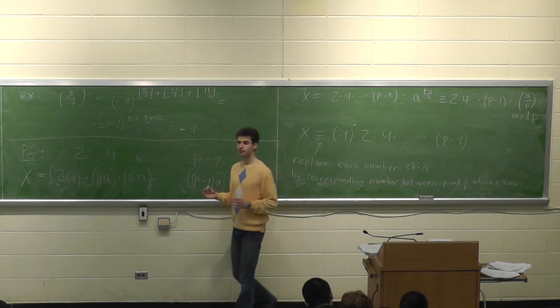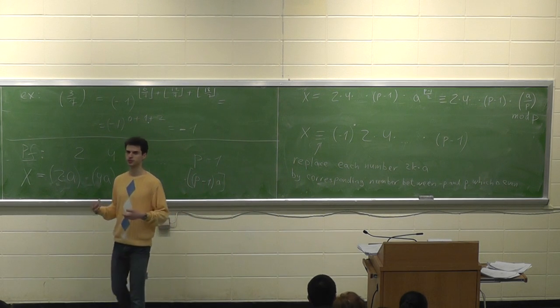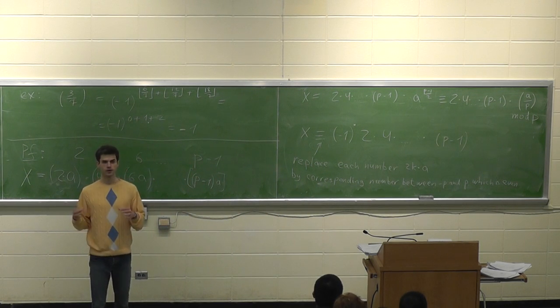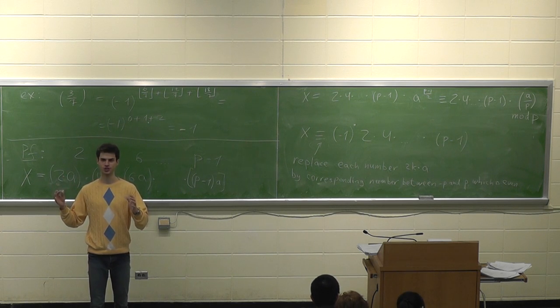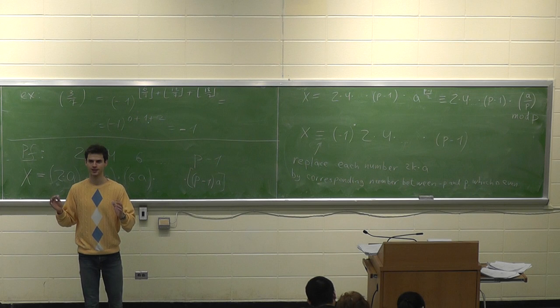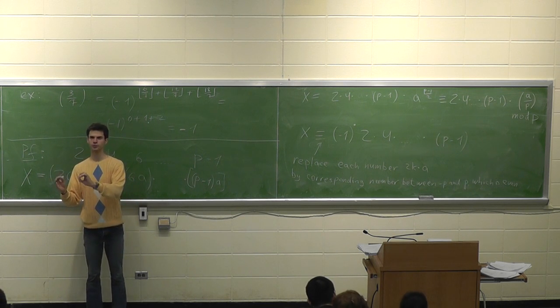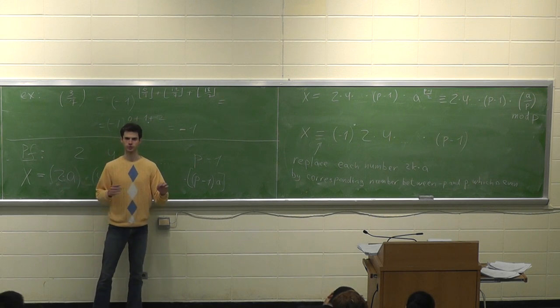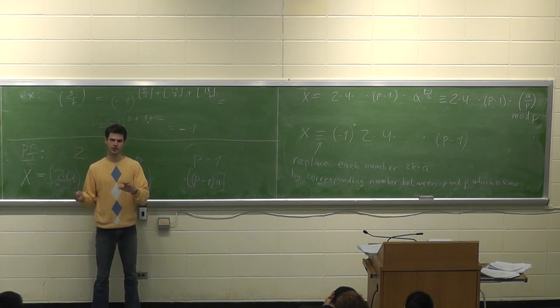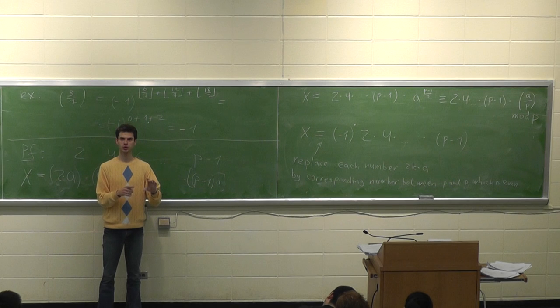Once again, why can I do it? Well, I can always subtract the multiple of p to get a number between 0 and p minus 1. That's just reduction modulo p. If I get an even number, I stop there. If I get an odd number, I subtract another multiple of p. And then I get a negative number, which is now even.